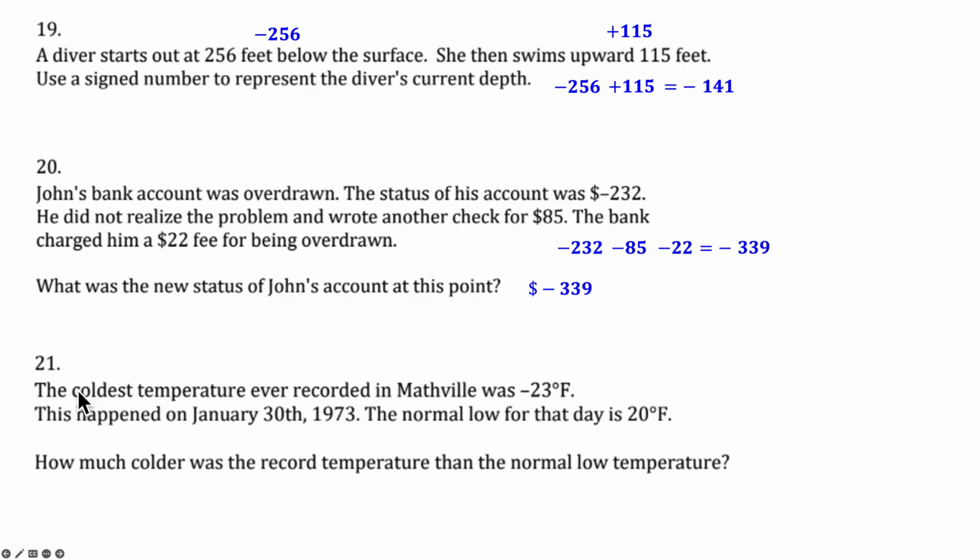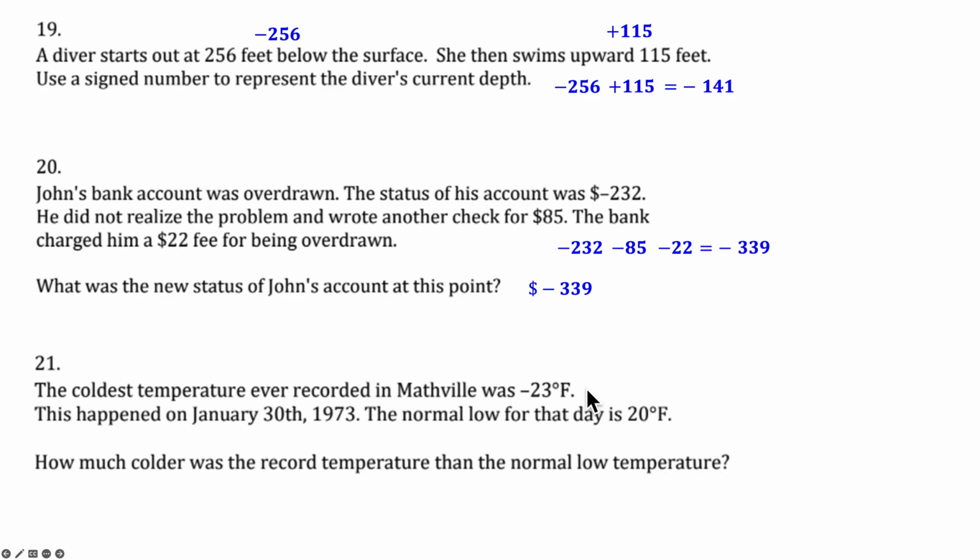Okay, number 21. The coldest temperature ever recorded in Mathville was negative 23 degrees Fahrenheit. This happened on January 30th, 1973. The normal low for the day is 20 degrees Fahrenheit. How much colder was the record temperature than the normal low temperature?